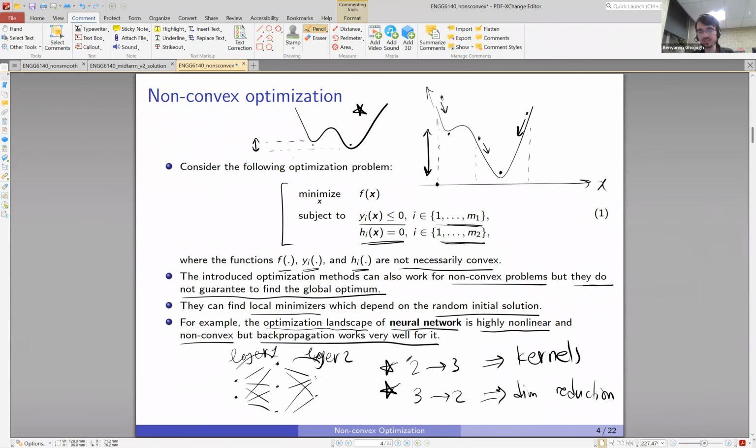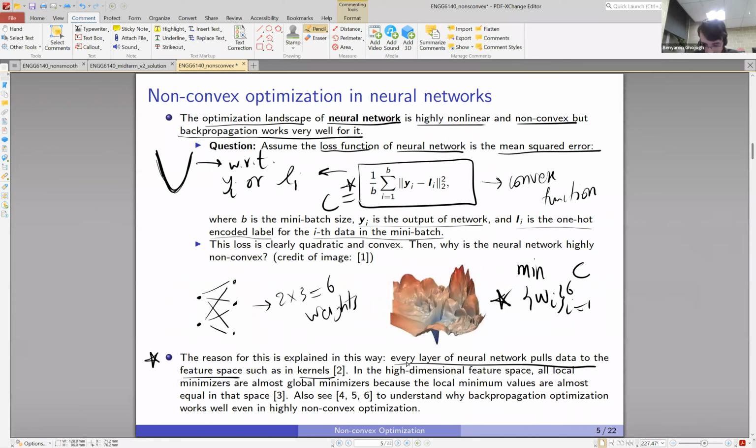We discussed these a bit in the session about backpropagation neural networks too. So now let's see every layer of neural network. So it's either kernel or dimensionality reduction. So it maps data to some feature space here. In high dimensional feature space, all local minimums are almost global minimums. This is an important sentence.